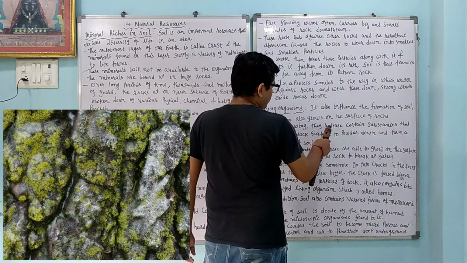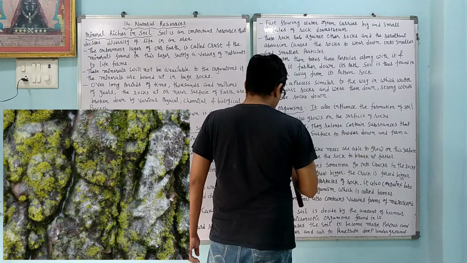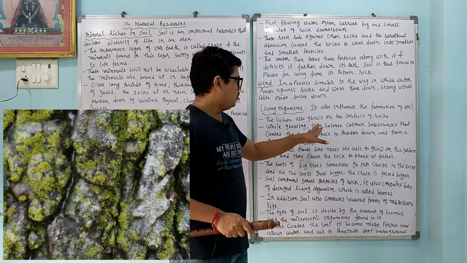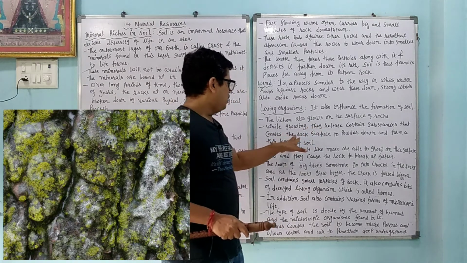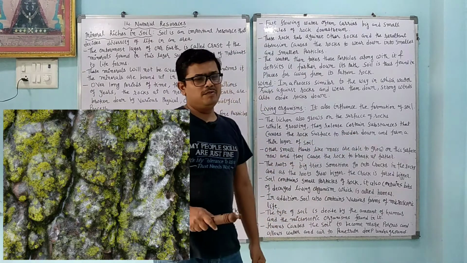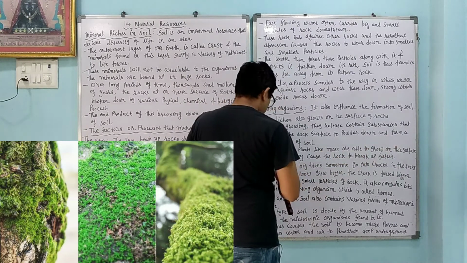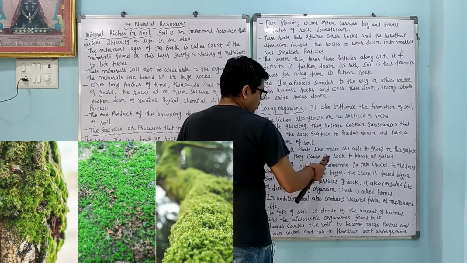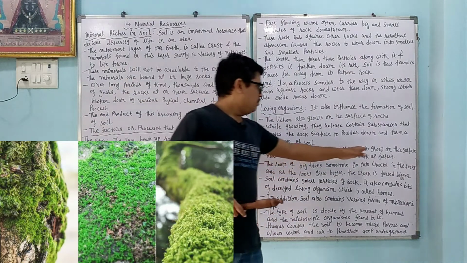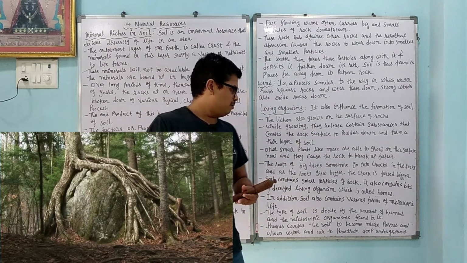While growing, they release certain substances that cause the rock surface to powder down and form a thin layer of soil. Because of the lichen and other microorganisms or plants, the rock surface converts into powder form and forms a thin layer of soil. Other small plants like moss are able to grow on this surface now, and they cause the rock to break down more and more.